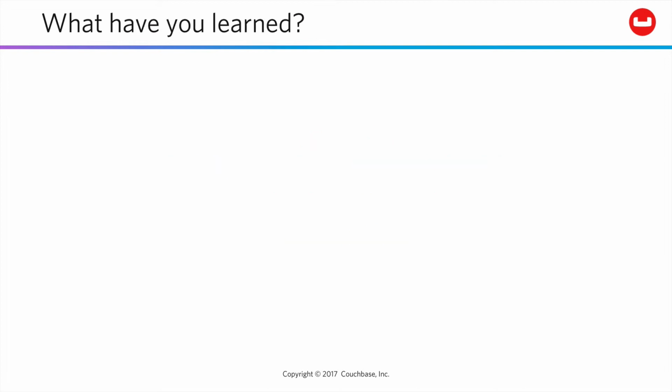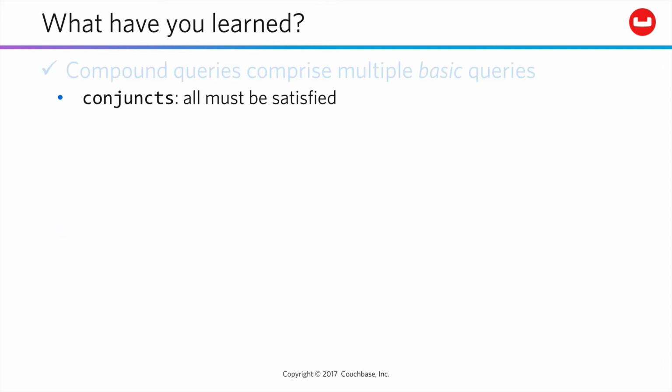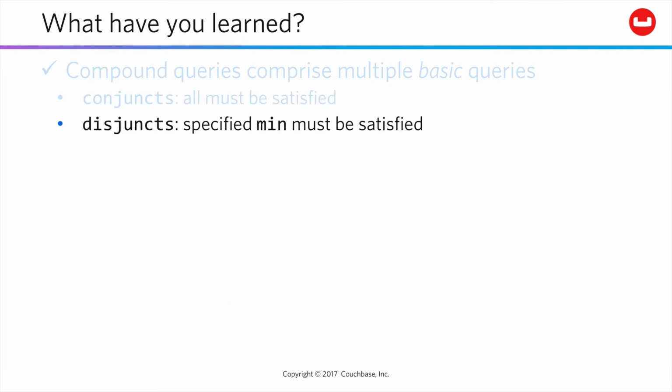So what have you learned here? A compound query is comprised of a set of multiple basic queries defined as a JSON array. If assigned as a conjunction, terms must satisfy all of these queries. It's an AND condition. If it's a disjunction, they must satisfy a defined minimum of those queries. Think of it as an OR.